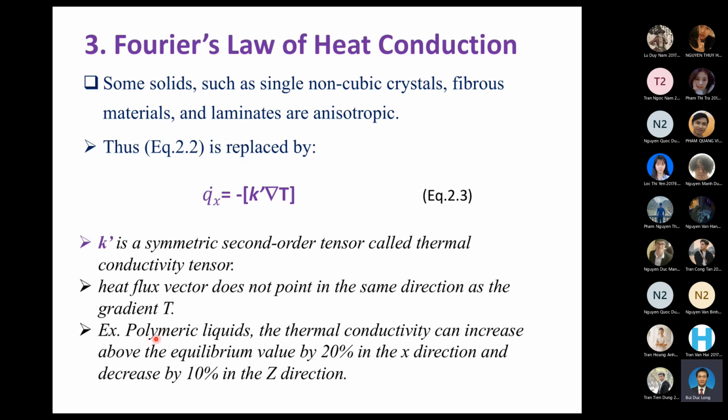For example, in polymeric liquids, the thermal conductivity can be increased above the equilibrium by 20% in the x direction and reduced by 10% in the z direction. So in different directions the thermal conductivity of this material will be different, and we cannot apply the previous equation. So we have to form another equation.